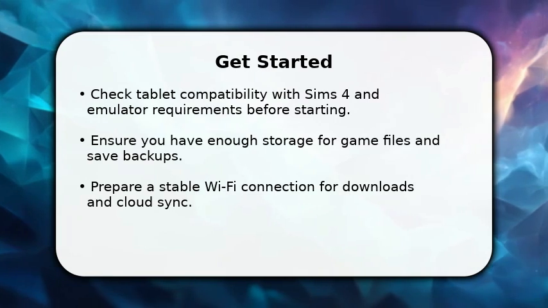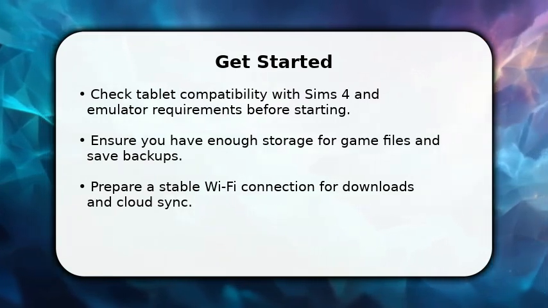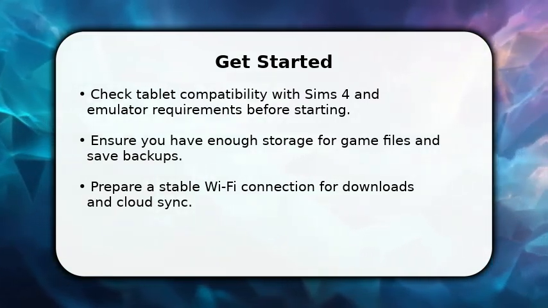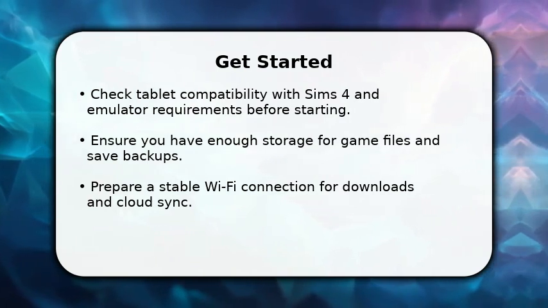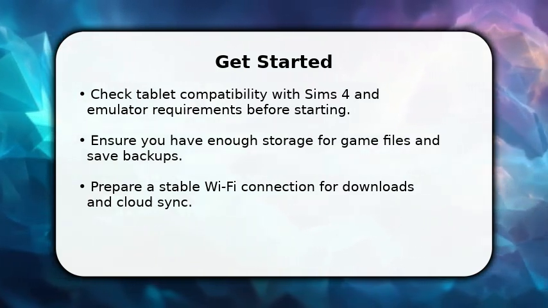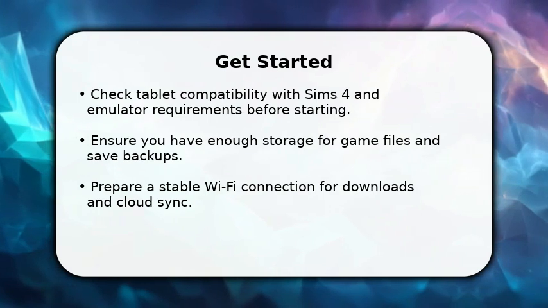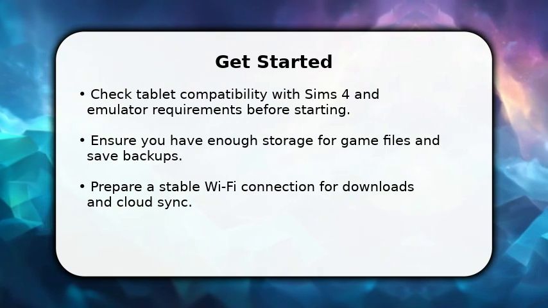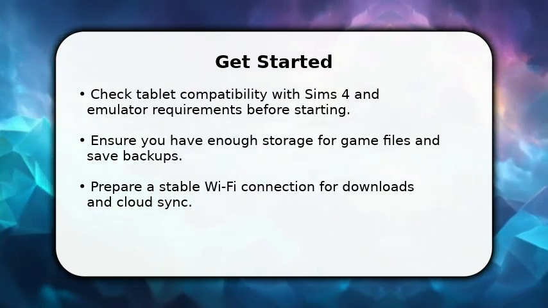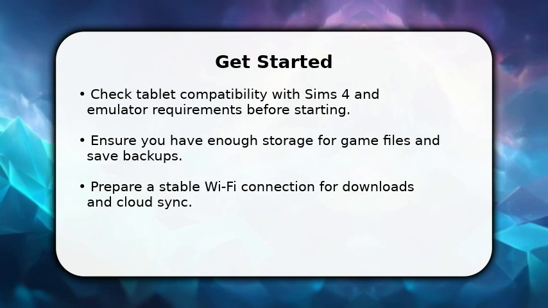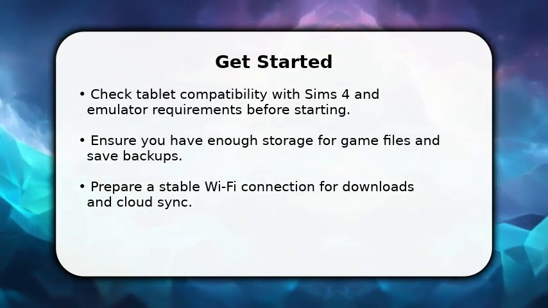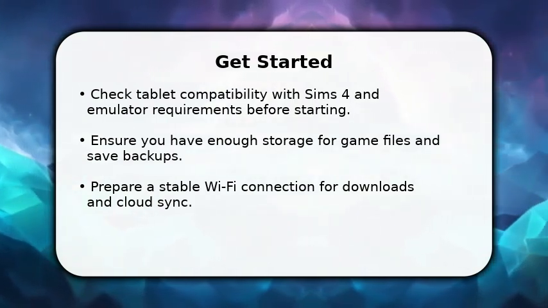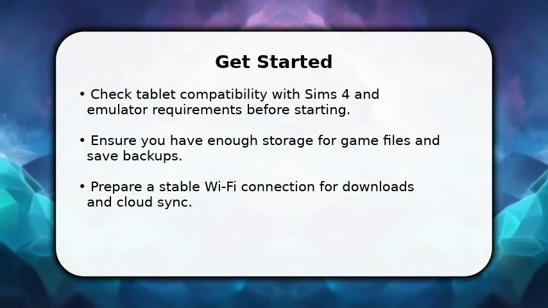In this video, I will explain how to play Sims 4 on your tablet: an easy guide. Open your tablet settings and enable sideloading or app installation from unknown sources. Download a compatible Android emulator or cloud gaming app. Install the Sims 4 package or connect to your PC via streaming. Sign into your EA account. Adjust graphics and control layouts for touch, and backup saves to cloud storage.